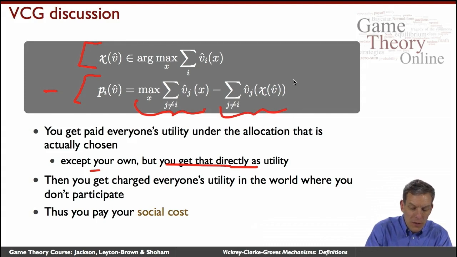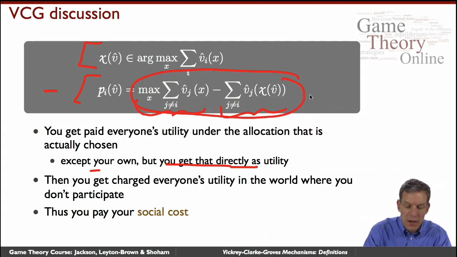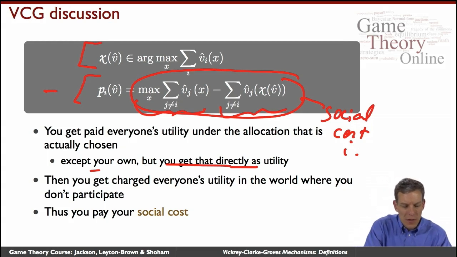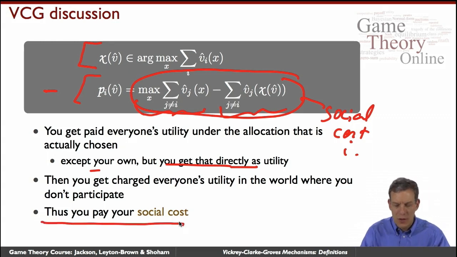And so we can think of this as the social cost of an individual I, right? So this is the social cost of I. What does that mean? That means having I present imposes some change in utility for the other individuals. Individuals are paying their social cost.